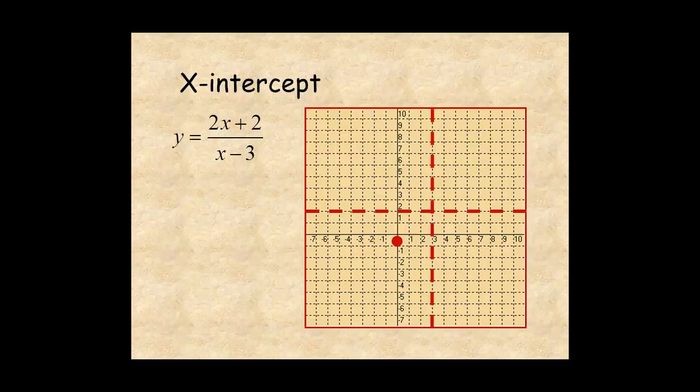The x-intercept is the 0 of the numerator. Set the numerator equal to 0 and solve. To do this, subtract 2 from both sides and divide by 2 for x equal negative 1. So the x-intercept for the function is the point negative 1, 0.